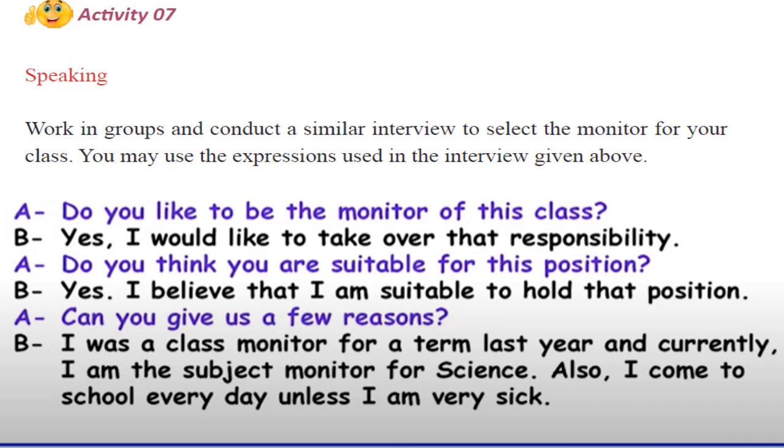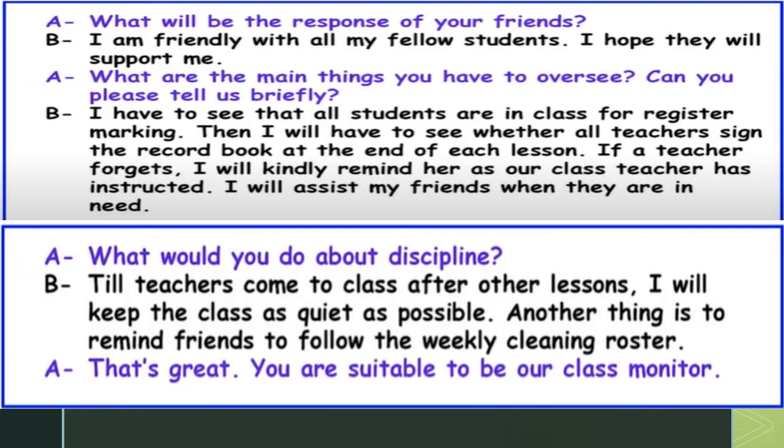A. Do you like to be the monitor of this class? B. Yes, I would like to take over that responsibility. A. Do you think you are suitable for this position? B. Yes, I believe that I am suitable to hold that position. A. Can you give us a few reasons? B. I was a class monitor for a term last year and currently I am the subject monitor for science. Also, I come to school every day unless I am very sick. A. What will be the response of your friends? B. I am friendly with all my fellow students. I hope they will support me.